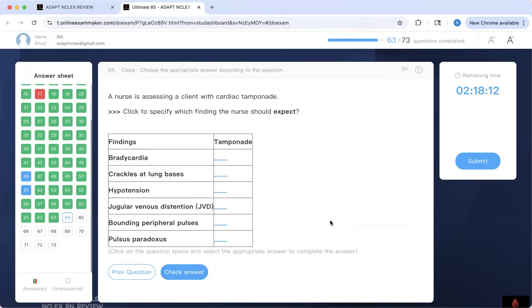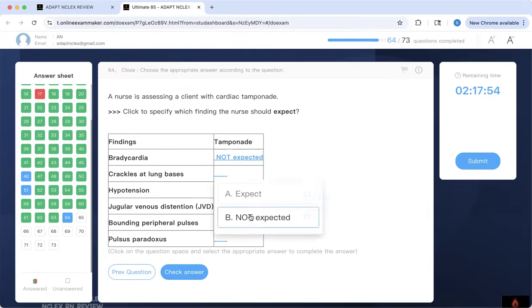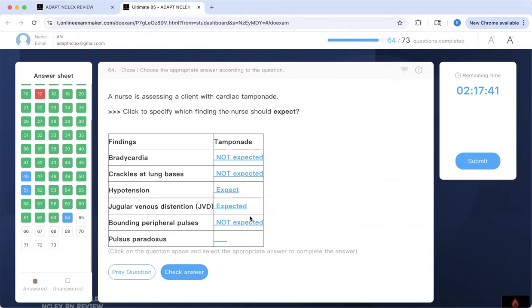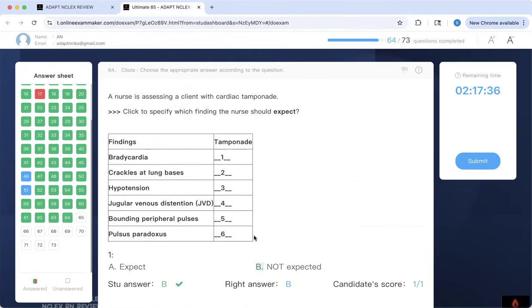Bradycardia, crackles at the lung base, hypotension, JVD, bounding peripheral pulses, pulsus paradoxus. Stop the video, pick your answer, let me know. But I can tell you, you're going to be tachycardic, not bradycardic. Crackles in the lung base, it has nothing to do with your lung, unexpected. You're going to be hypotensive, expected. You're going to have JVD, expected. Pulses are going to be weak, not bounding, and you're going to have pulsus paradoxus. Concept, cardiac tamponade, know it.